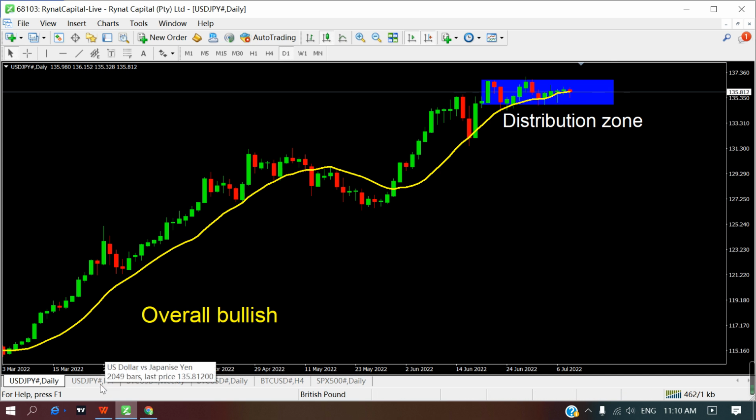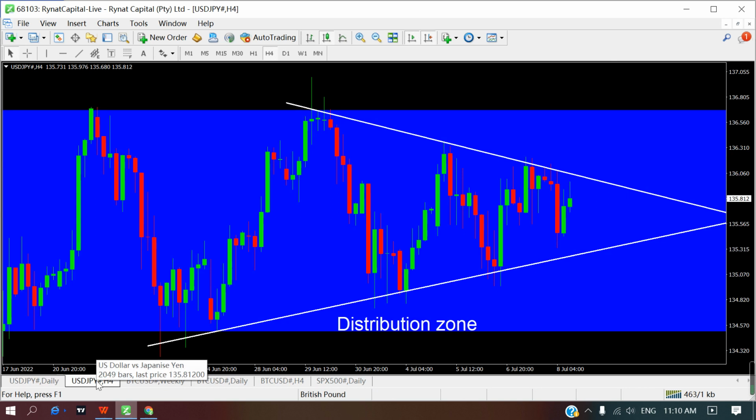So in this case, we want to check the 4-hour chart. This is the 4-hour chart. We could say the price is moving in a symmetrical triangle, right? This is a downtrend line, and this is the uptrend line. So the price is moving between the downtrend line and the uptrend line. In this case, we could say the price is struggling, so it hasn't made a decision which direction it will go.